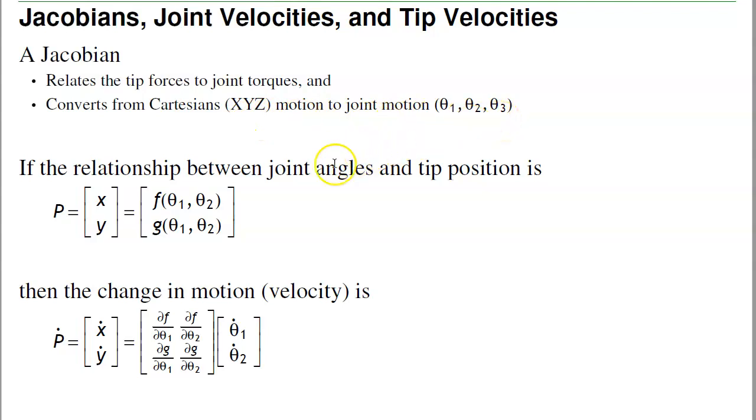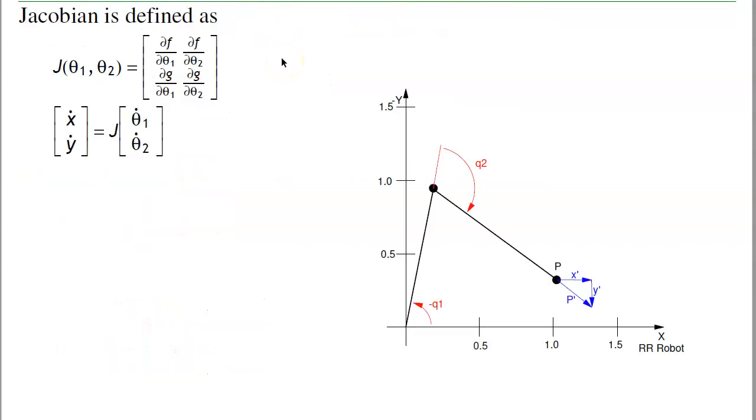For example, if the relationship between the tip position and the joint angles is as follows, then the derivative of p is the partial of f with respect to theta 1 times theta 1 dot plus the partial of f with respect to theta 2 times theta 2 dot, and so on. This is called the Jacobian. Again, it relates joint velocities to tip velocities. For example, if I know the joint velocities, I can tell you how fast the tip is moving, or by inverting the Jacobian, if I know the tip velocity, I can tell you what the joint velocities are.